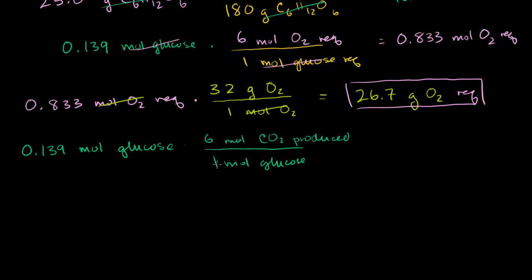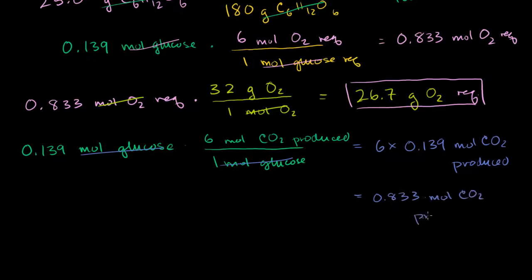And I wrote it this way instead of 1 over the 6 because I wanted to cancel out with the moles of glucose. Moles of glucose in the numerator, moles of glucose in the denominator. So that cancels out with that. And this is going to be equal to 6 times 0.139 moles of CO2 produced. And we know what that is. We already multiplied 6 times 0.139 before. This is going to be equal to 0.833 moles of CO2 produced.